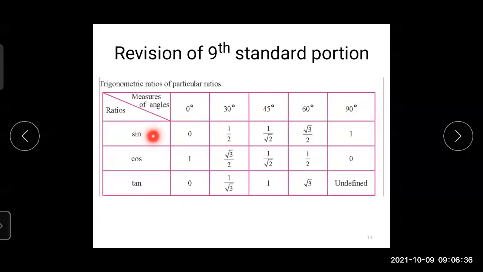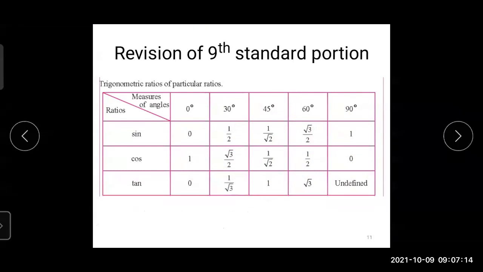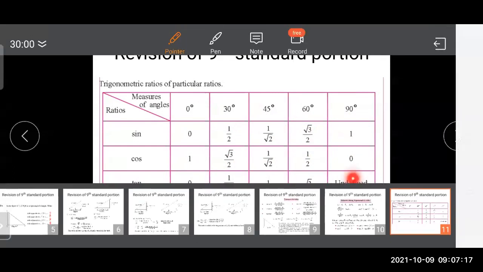So see, at 0 degree, the sine ratio will be 0. Then 30 degree will be half. At 45 degree, it will be 1 upon root 2. At 60 degree, it will be root 3 upon 2. At 90 degree, it will be 1. Cos, the same way, at 0 degree will be 1, 30 degree root 3 upon 2, 45 degree 1 upon root 2, 60 degree 1 upon 2, and 90 degree will be 0. Tan at 0 degree will be 0, 30 degree 1 upon root 3, 45 degree 1, 60 degree root 3, and 90 degree it will be undefined.